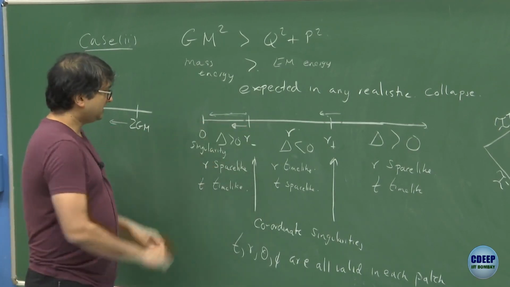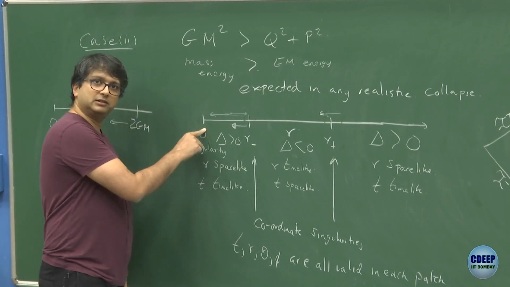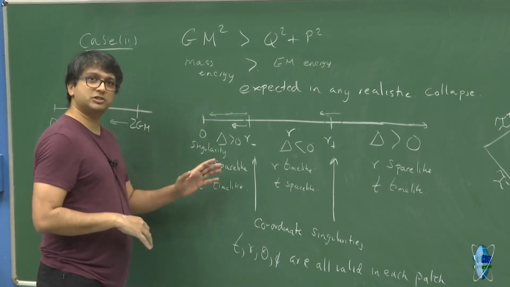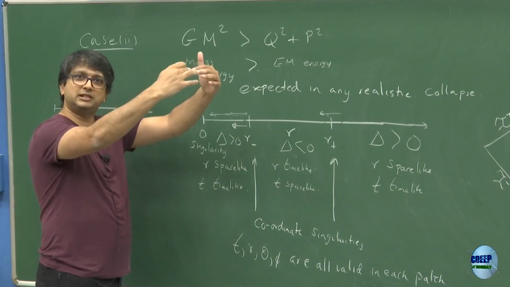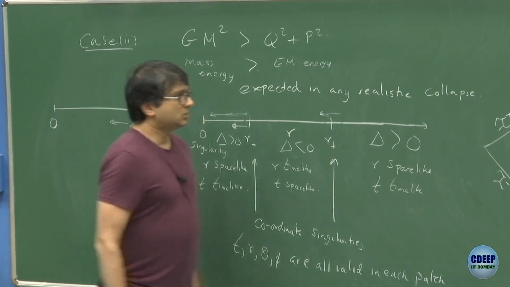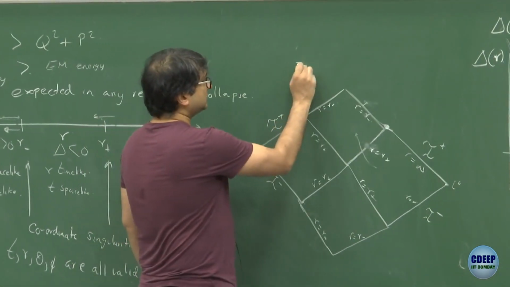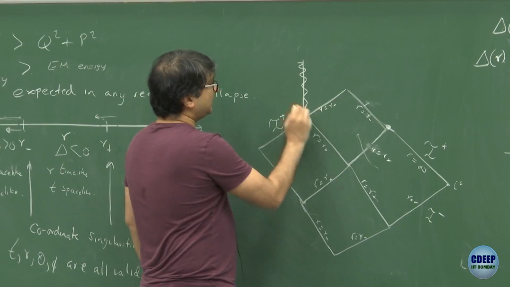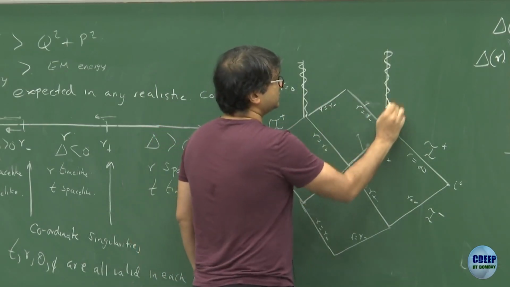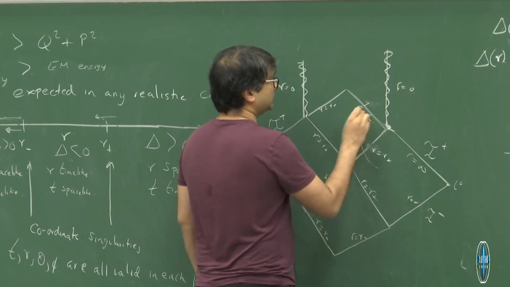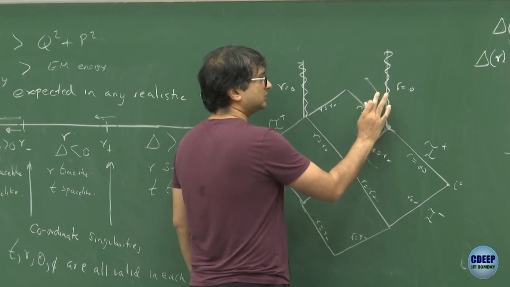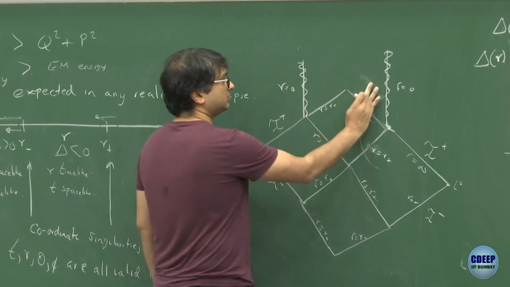The singularity is now at a spatial point, it's not at a time-like surface. Like in the Schwarzschild case, it's not a singularity that you're going to reach in time. This is a singularity that you reach in space. So this singularity will look something like this. It will be here at R equal to 0. You can choose to approach it, or you can choose to go away from it, depending on how you accelerate.